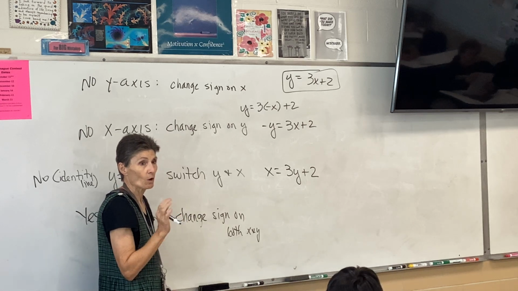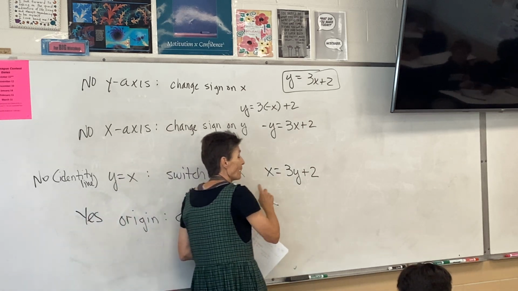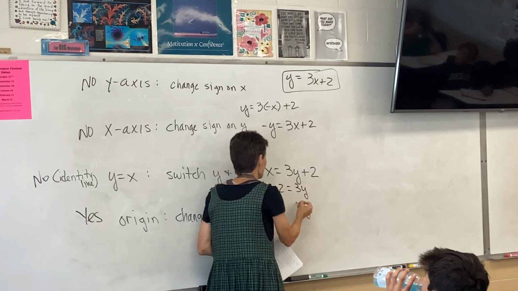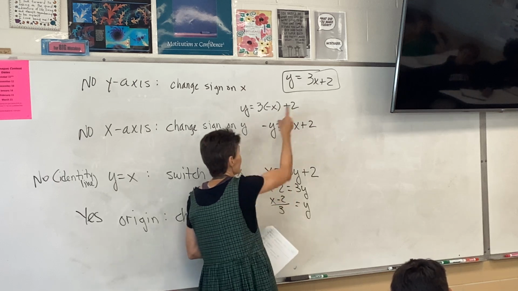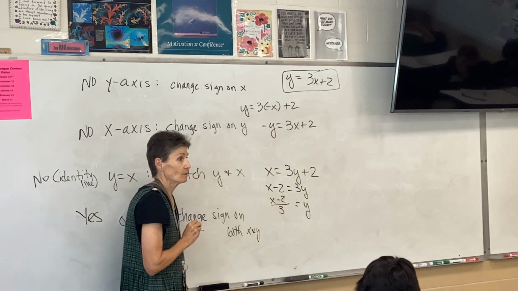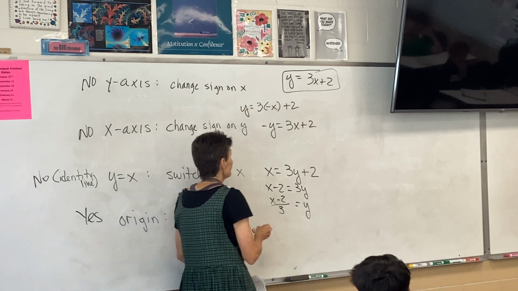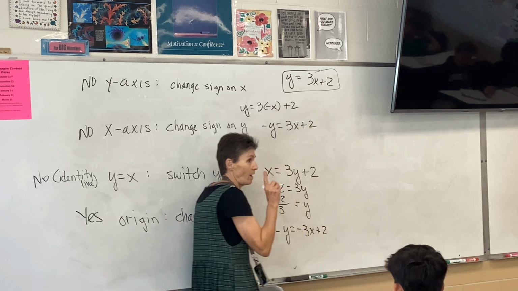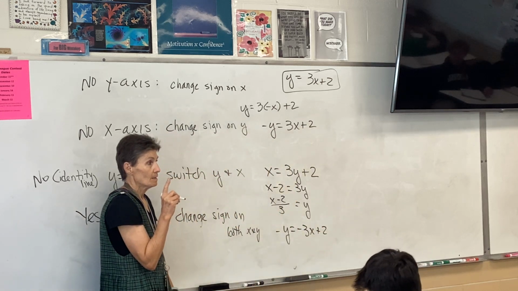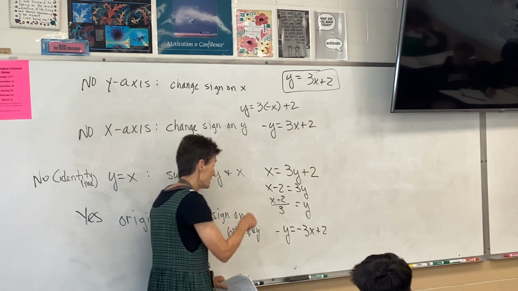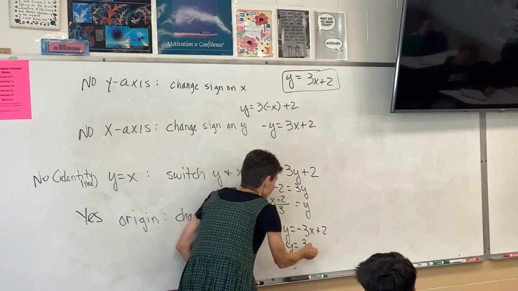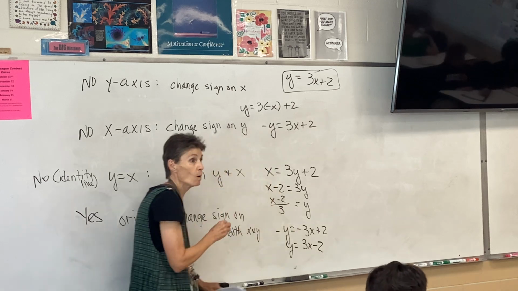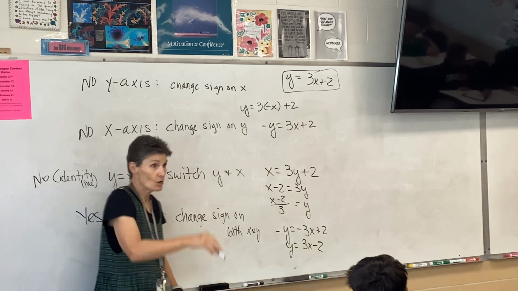That's a no. If you're at all confused, get y by itself. Because when you get y by itself, it's very obvious that's not the same as the original. And then change the sign on both. Now be careful with this one. Yeah, this is going to be y equals 3x minus 2. So guess what? This is a no all the way down.